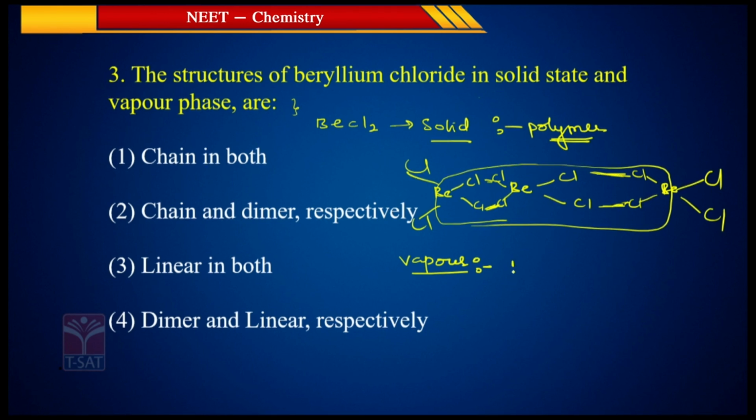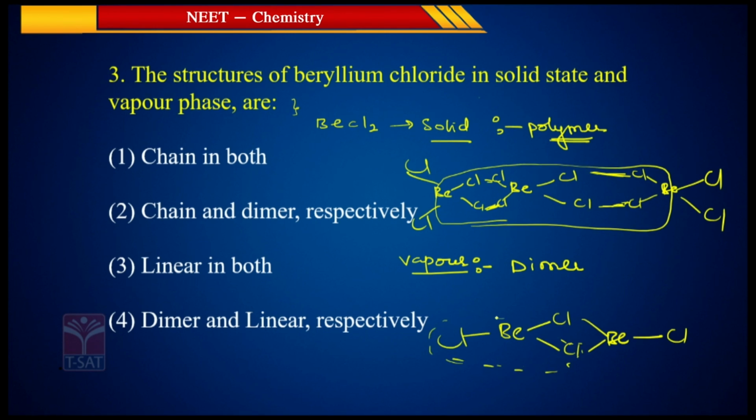But in vapor phase, it exists only as a dimer. In vapor phase it will exist only as a dimer, like this: Be, Cl, Cl, beryllium, and Cl here, Cl here. Each beryllium has 2 chlorines only. It is a dimer. This is one BeCl2, and here this is another BeCl2. Got it? So BeCl2 in vapor phase is a dimer, and BeCl2 in solid phase is a polymer.